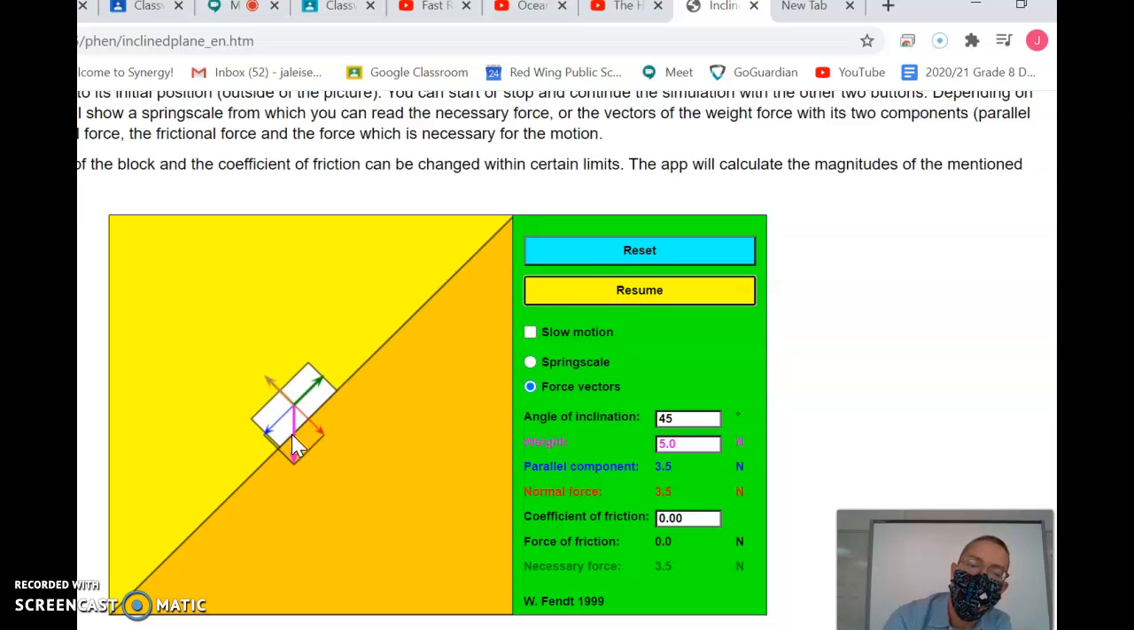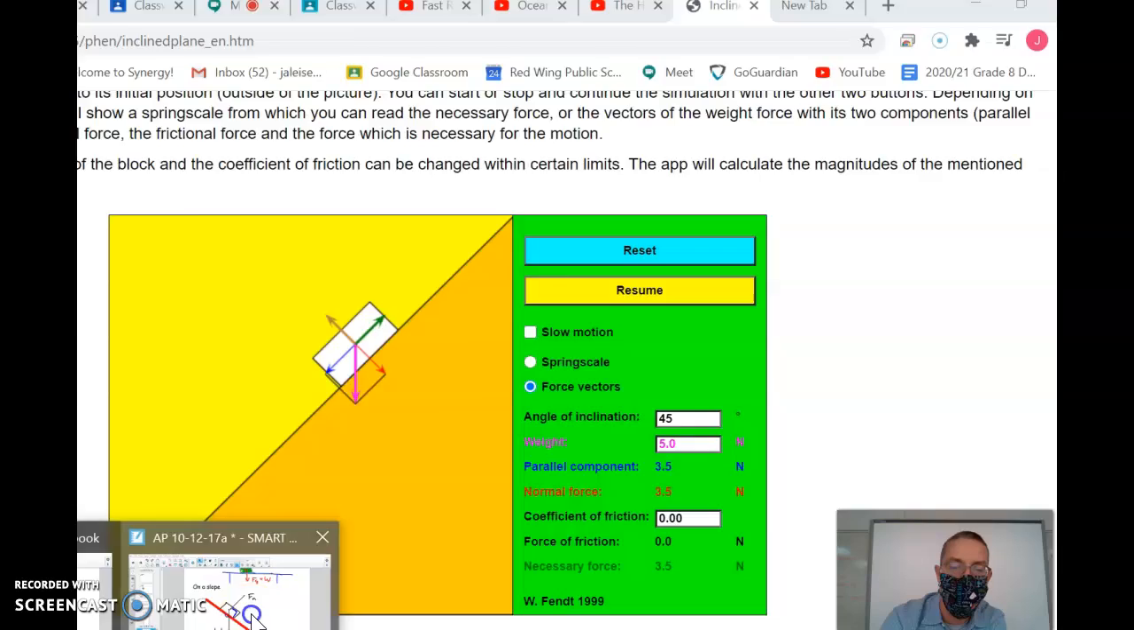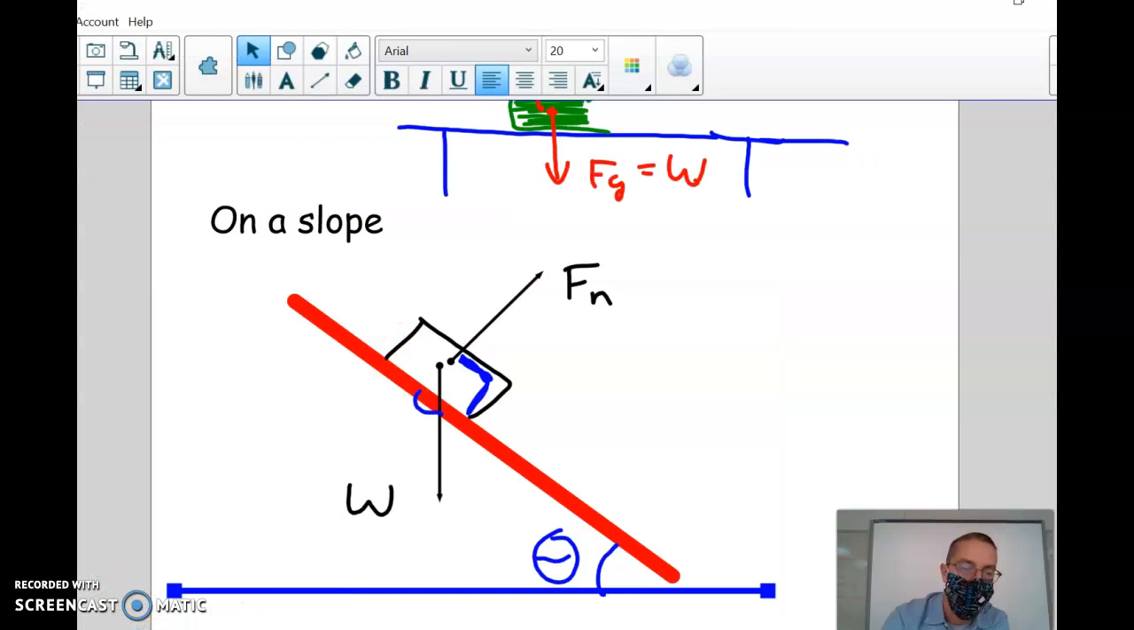Okay? And since this object is moving at a constant velocity, the force pulling up the slope, and we're going to presume that there's no friction here, I didn't add any friction, this force pulling up the slope is going to be equal and opposite to the weight times the sine of theta. And again, I'm throwing a lot at you guys. I just want to give you a brief little introduction into this idea, so you have a little bit of something to go on.